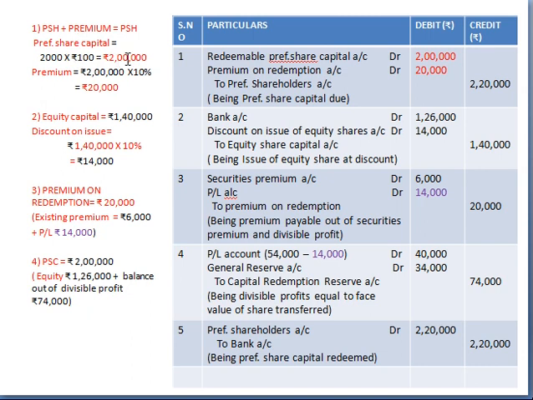So preference share capital is 2 lakhs, right? And your premium will be calculated at 10%. You will get 20,000 rupees. Now prepare the journal entry. Redeemable preference share capital account debit 2 lakhs, that is 2,000 into 100 rupees. And premium on redemption account debit 20,000 to preference shareholders account, which is 2,20,000, total of these two.